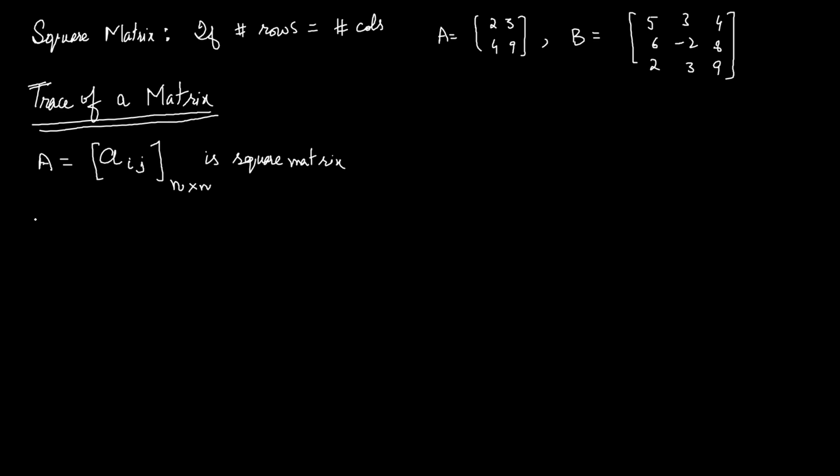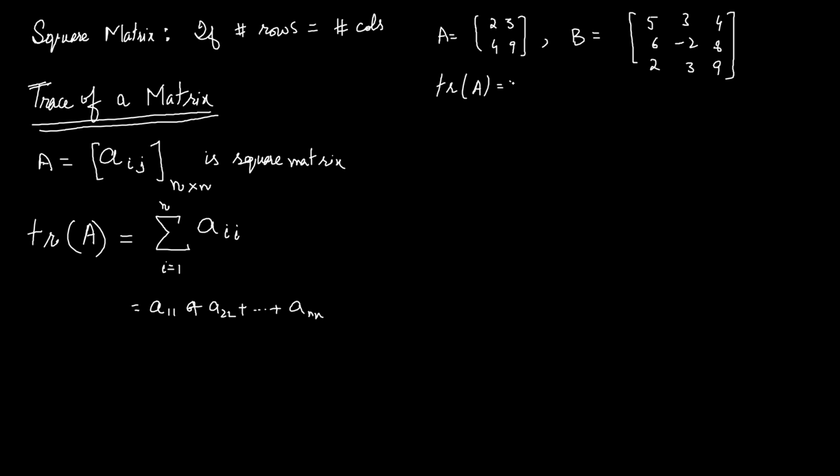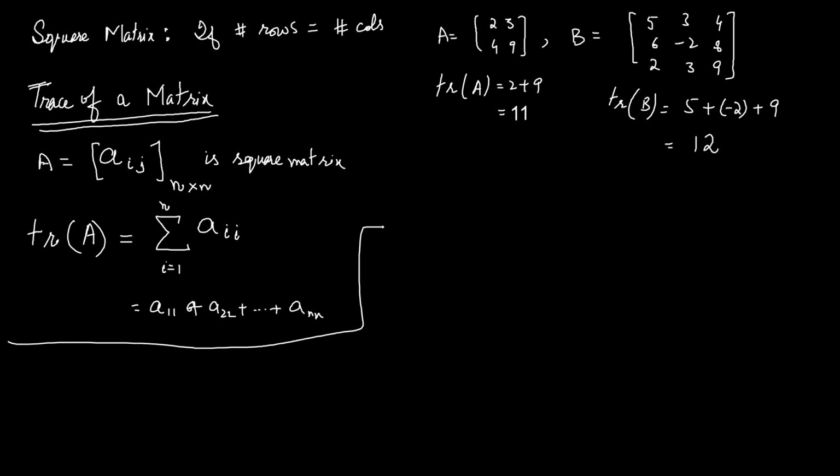Suppose A is a square matrix, then the trace of A is defined as the summation i from 1 to n of a_ii. It is simply the sum of the diagonal elements of the matrix. In these two examples, trace of A is 2 plus 9 equal to 11 and trace of B is equal to 5 minus 2 plus 9 which is equal to 12. You should note that the trace of a matrix is applicable for square matrices only.